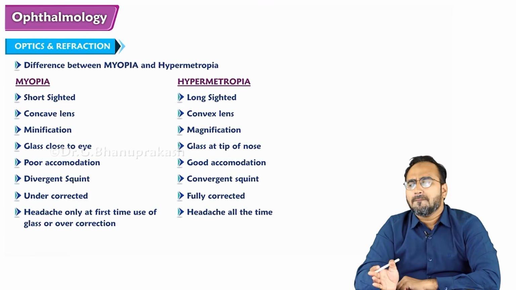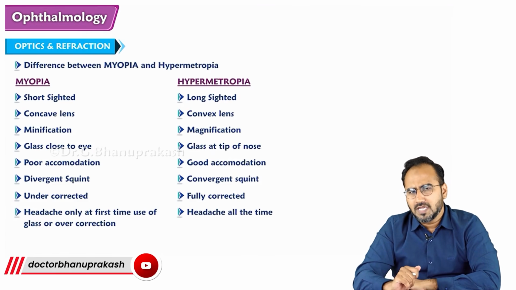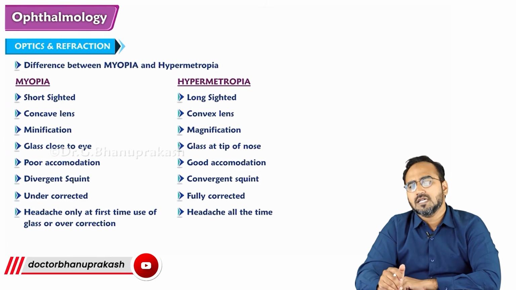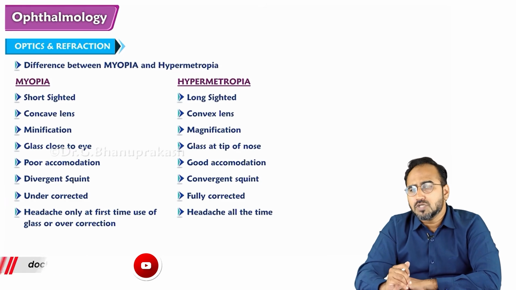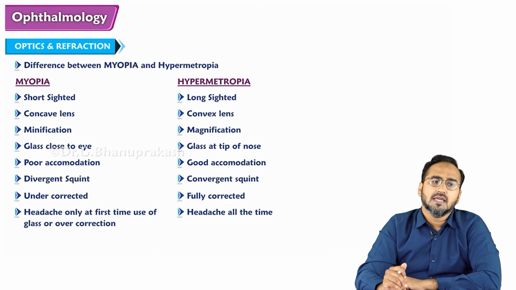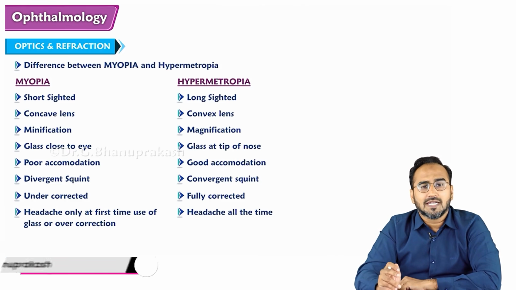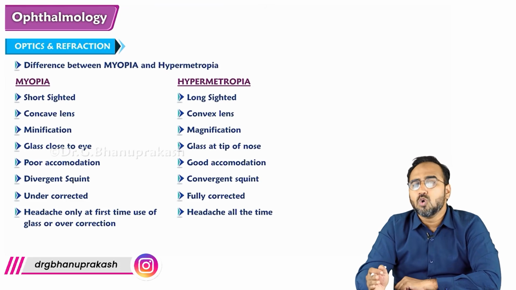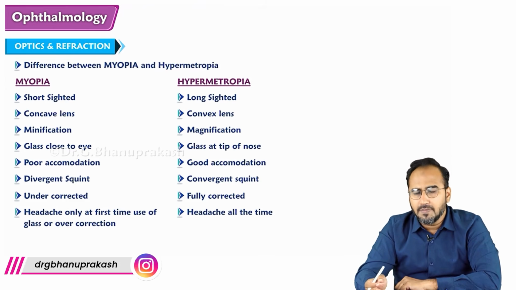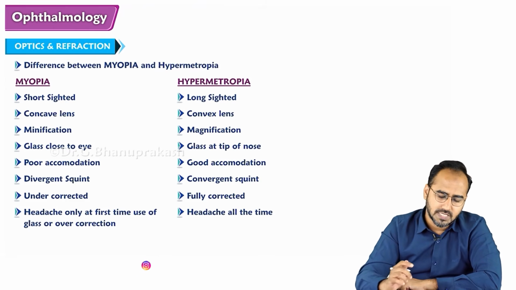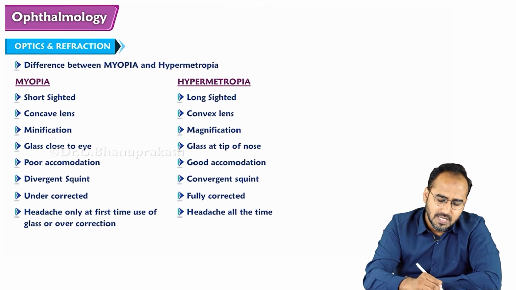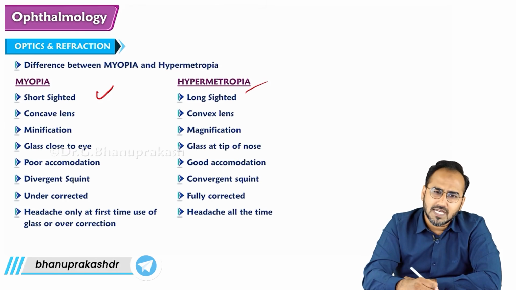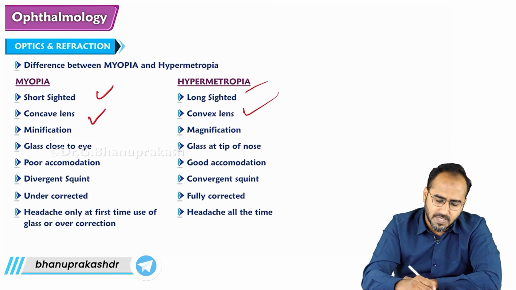Okay. So, guys, when you compare myopia with hypermetropia, who will have problems with far objects? Myopics. Who will have headache most of the time? Hypermetropics. Myopics will have what kind of squint? Divergent squint. Hypermetropic, convergent squint. Apart from that, who are fully corrected? Hypermetropics. Who are undercorrected? Myopics. Short-sighted is myopia, far-sighted is hypermetropia. Concave lenses are given for myopia, convex for hypermetropia.